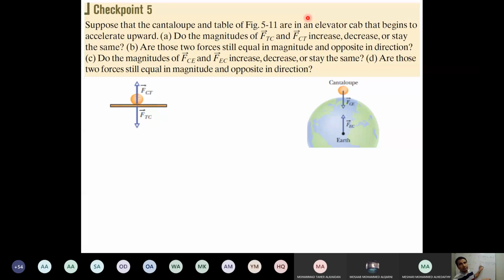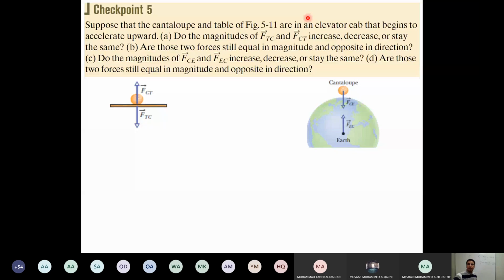If you are in an airplane and the airplane takes a sharp turn upward or a sharp turn downward, then your weight could be a little bit heavier or lighter than your original weight. That is called apparent weight. But your true weight is always mg. So therefore, F_CE and F_EC, both of them are the same. They still don't change because it's the true force applied by the Earth, right?